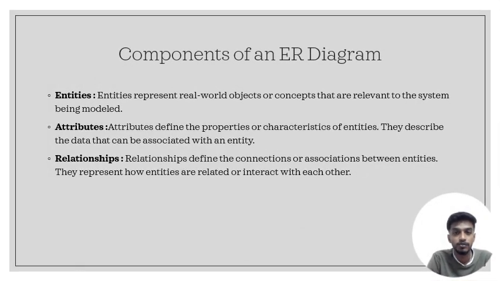Next, we will discuss the components of an ER diagram: entities, attributes, and relationships. Entities represent the real-world objects or concepts that are relevant to the system being modeled. Attributes define the properties or characteristics of an entity, so they describe the data that can be associated with an entity. Relationships define the connection or association between the entities, so they represent how the entities are related or interact with each other.